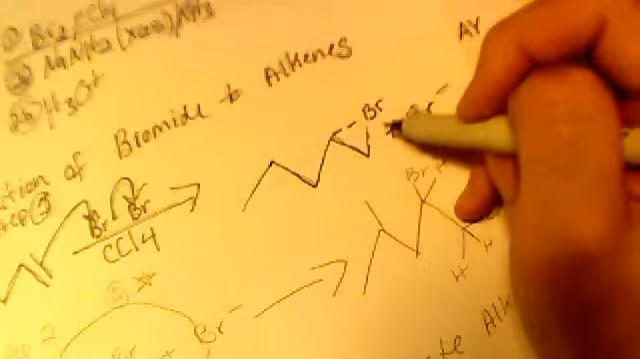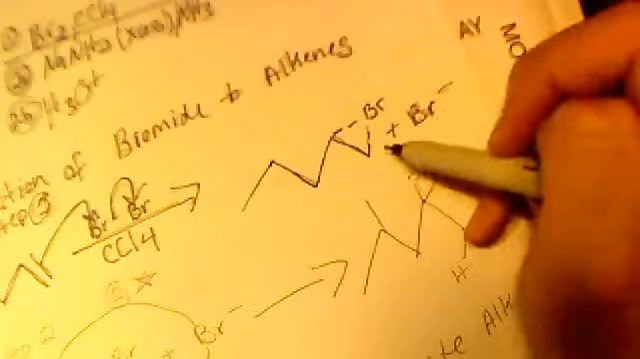This bridge, this is why it's anti-addition. There's a bridge that forms, and it's an anti-addition. So step 2, the anti-addition.